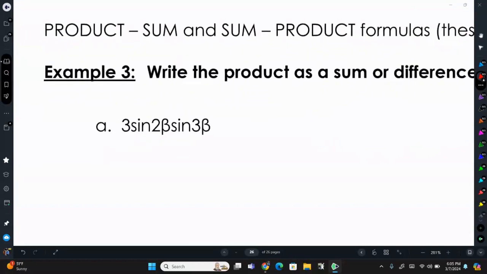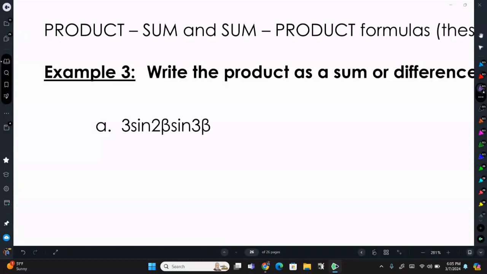So we have 3 sine 2 beta times sine 3 beta, and that 3 in front, we can kind of just ignore that for right now. Just know at the end we're going to have to multiply everything by 3.